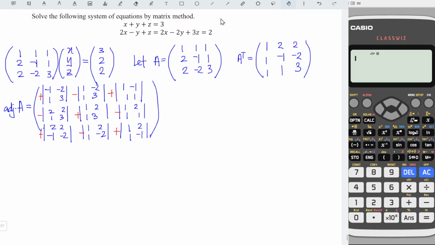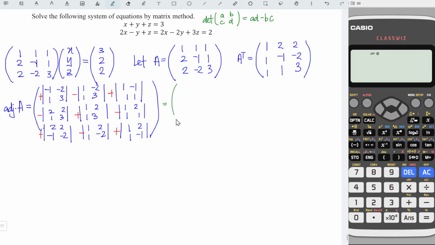Recall that for any matrix with 4 entries, for example, A, B, C, D, if you want to determine the determinant, we just have to take A times D minus B times C. So if we want to obtain the determinant of this entry, we just have to take A, minus 1, times D, 3, minus B, negative 2, times C, 1, and we should obtain negative 1.